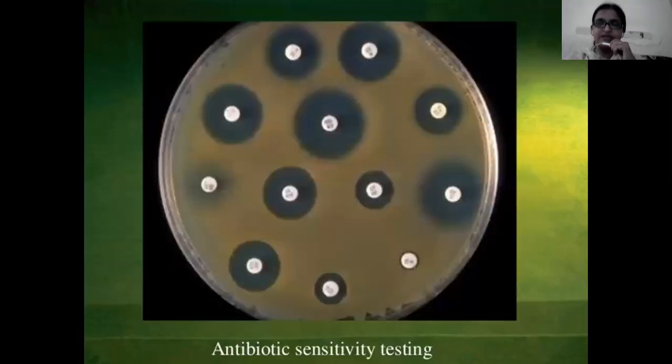So this is antibiotic sensitivity testing. This is the lawn culture. Here we have kept some discs. Okay, so if this organism is sensitive to this antibiotic, it is showing inhibition of growth. So this zone is there. Okay, this is the zone of inhibition.